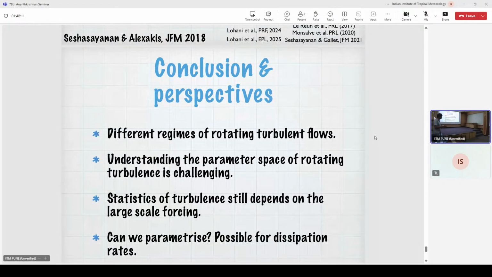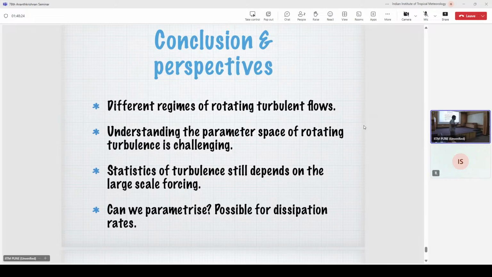So with that, I'll conclude. What we found is that you have different regimes of rotating turbulent flows, and understanding the parameter space of rotating turbulent flows is actually a challenging problem, right? So you have different kinds of rotating turbulence, and can we try to derive some generic scaling law? And how does it depend on the forcing? These are still open questions that we are trying to address. And finally, can we parameterize this particular problem? Possibly for rotation driven flows, if you look at dissipation rates, probably there's a way to parameterize it. And this is still an open question that we are looking at. Okay, with that.